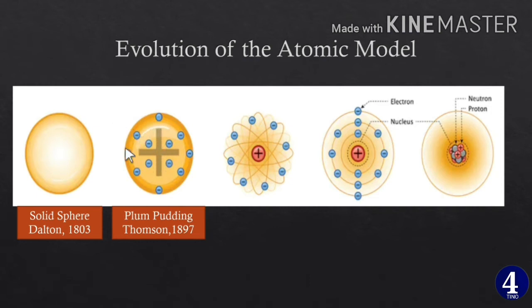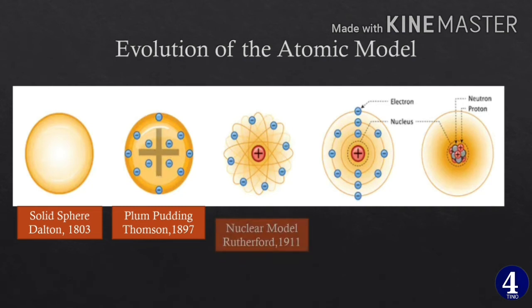So the body itself, the yellow part of the atom, as he proposed, is the positively charged part of the atom, which kept the electrons together. It is just a hypothesis. He did not prove these positive charges.